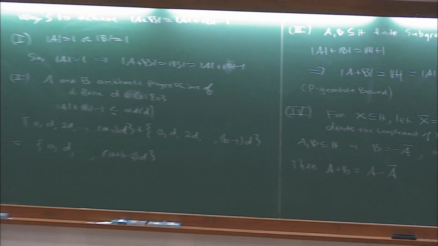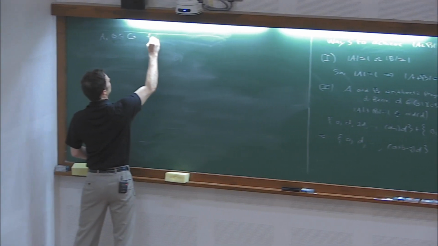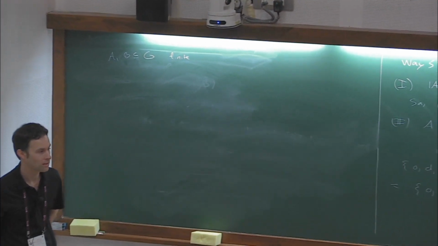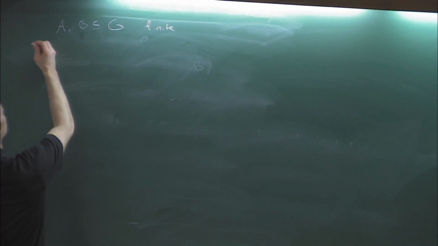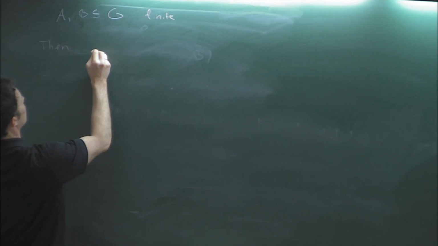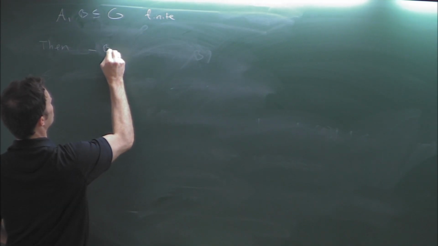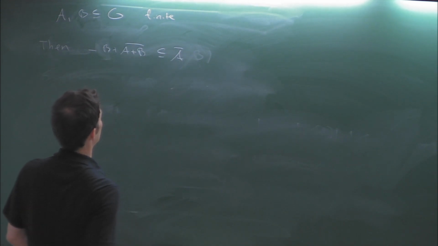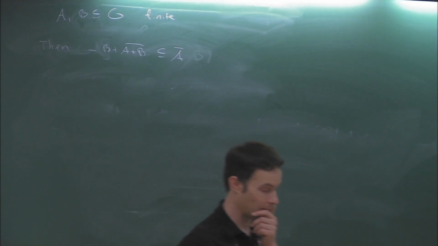So let's just consider our sets inside G, and we're going to assume it's finite for the moment. Then negative B plus the complement of A plus B is contained inside A complement. Why?